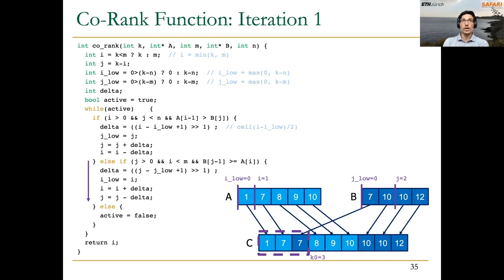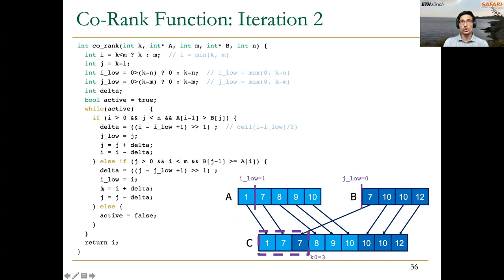In iteration 1, we are going to take this path here because j is greater than 0, i is less than m, and B[j-1], so that is B1, is greater than or equal to A[i], so it's greater than or equal to this A1 equal to 7. That's why we calculate delta using this expression here, and we use this delta to update the indices i and j.